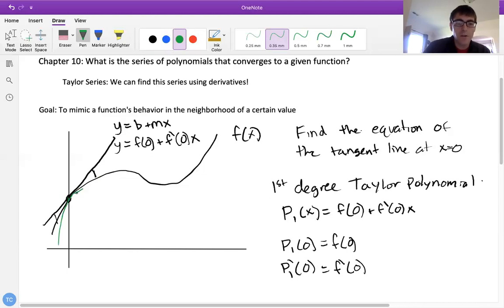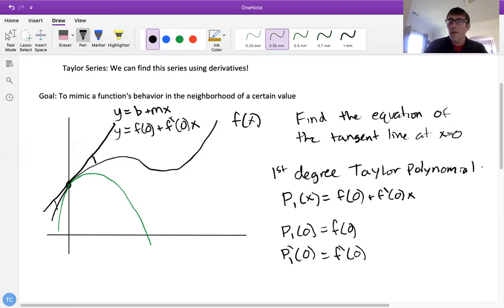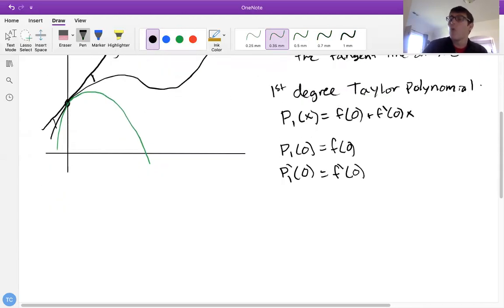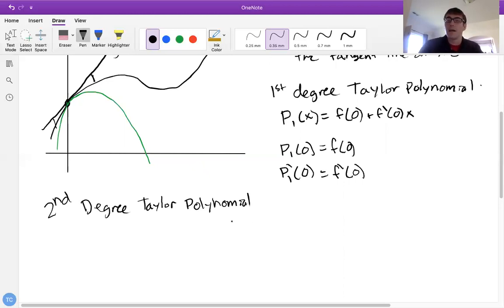We might do a better job of mimicking what's happening to this function in a better way. In other words, rather than limiting ourselves to the equation of a line, if instead we take what's called the second degree Taylor polynomial, we're allowing our function to look like a quadratic rather than looking just like a line.